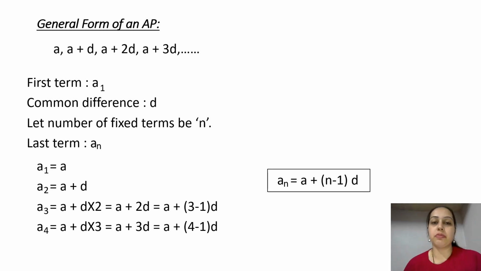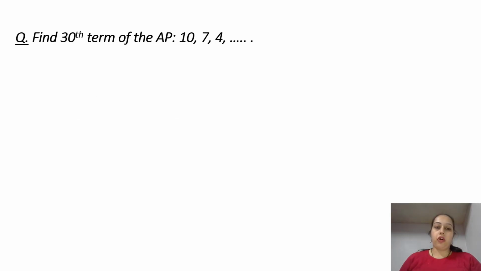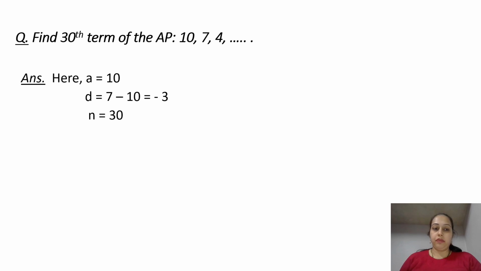So let's see some questions based on this formula. Find the 30th term of the AP 10, 7, 4 and so on. Here the first term a is 10. Common difference is 7 minus 10, which is minus 3. n is 30 because we have to find the 30th term. So we have to find an, which is a30.